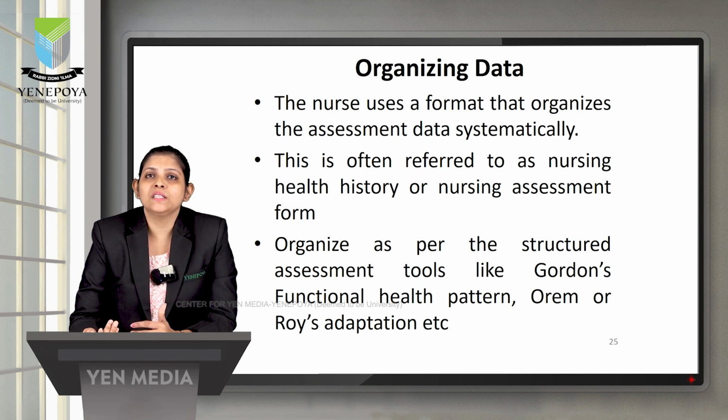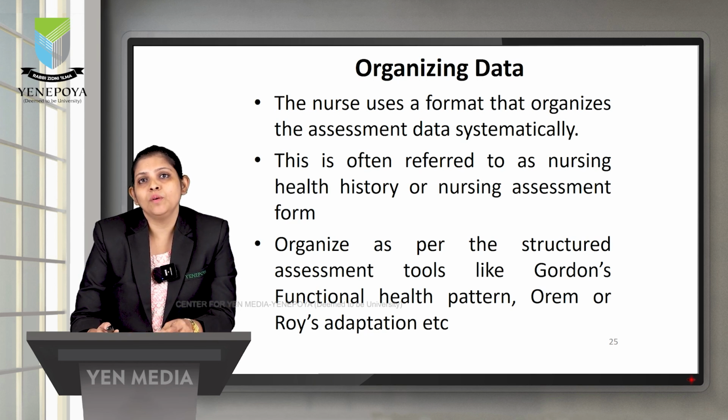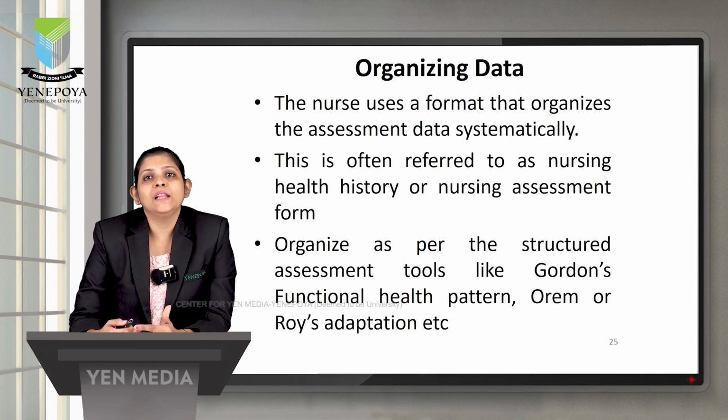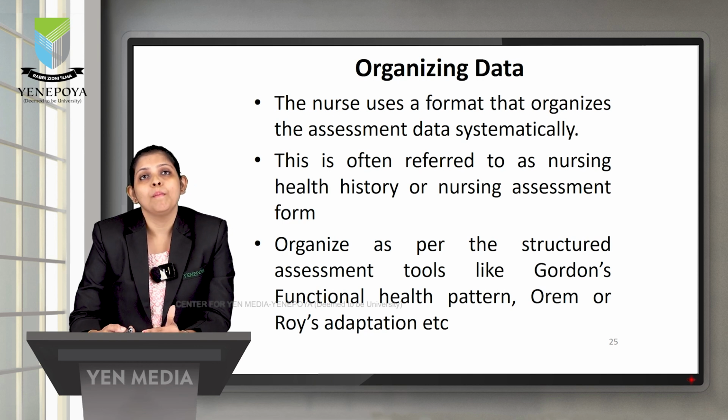It can be a nursing health history format or a nursing assessment format. Whatever data is collected should be appropriate to the format. So chief complaints, present medical history, past medical history, family history, personal history, etc. should be placed in a particular area. Or we can organize as per the structured assessment tools available, Gordon's functional health pattern, ORM or Roy's adaptation. We can apply that format and organize in a systematic manner. Proper organization also helps in better planning of care.